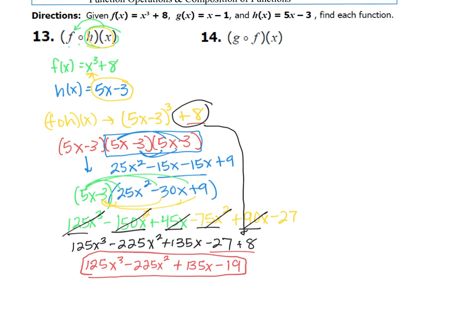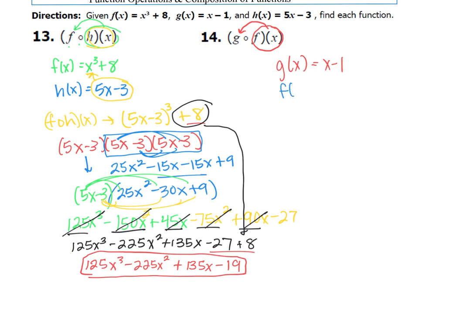Okay, and then number 14 will be a little bit more simple. We have g of f of x. So again, it's all about making sure you plug the right equation inside the other. It's always the second. So f of x this time is going in for the g function. So what are these two functions? Okay, g of x is x minus 1.